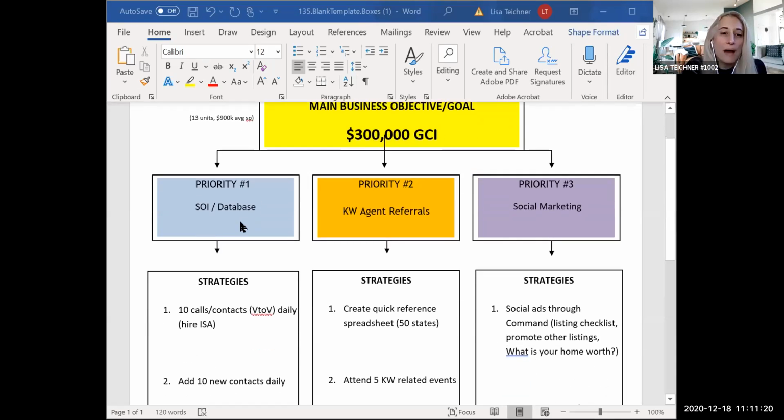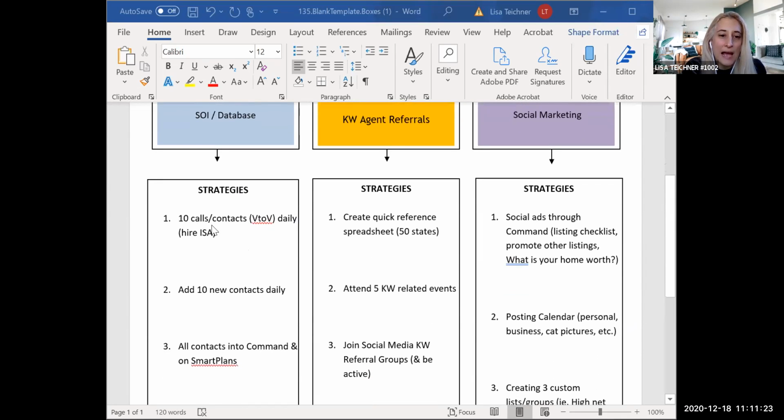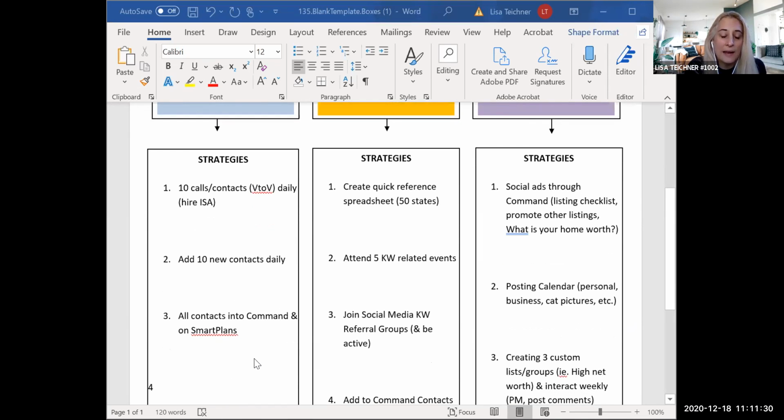Okay. So my priority number one is sphere of influence database. I said that I was going to do 10 contacts voice to voice daily, add 10 new contacts to the database, and then put all contacts into Command and smart plans. So I am going to create a task list around doing that. Literally, what do I need to do and put in my schedule to make sure that I can get that done? What are 10 tasks that I would need to, so this is where I want you to write down.